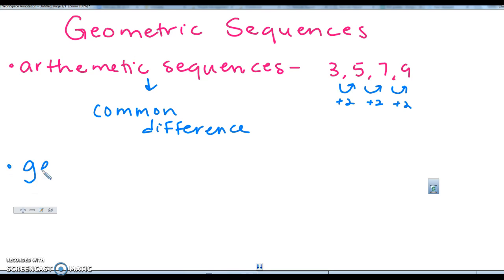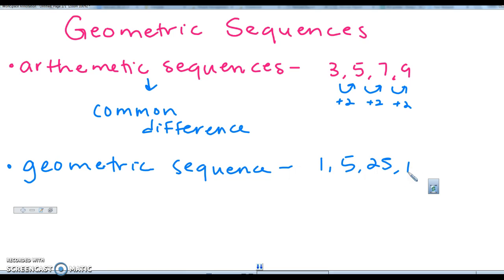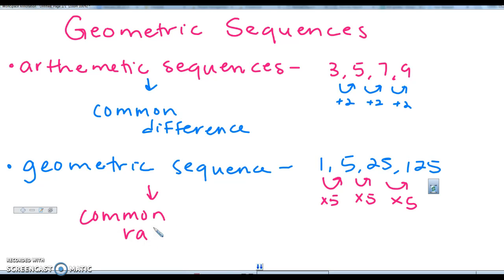But in a geometric sequence, which is what we're going to be talking about today, a geometric sequence would look something more like 1, 5, 25, 125. And if you can tell, each time I'm multiplying by 5, and by 5. So instead of looking for a common difference, I am now looking for a common ratio, which we will denote as R.